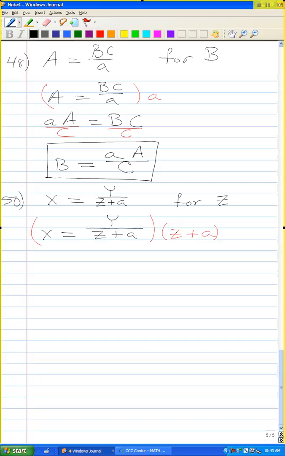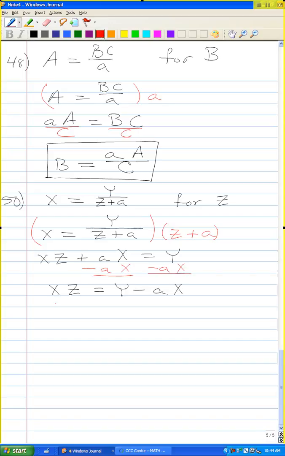Capital X times capital Z is capital X capital Z. Capital X times little a is little a capital X. The capital Z plus little a cancels with the denominator, so you just get capital Y. You want to solve for capital Z, so subtract little a capital X from both sides of your equation. So you get capital X capital Z equals capital Y minus little a capital X.